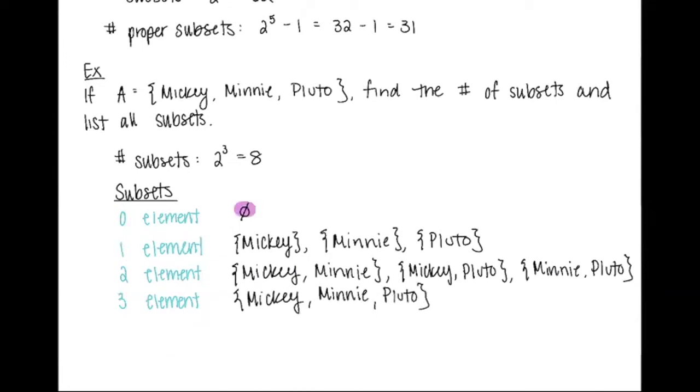So in total, that gives me 1, 2, 3, 4, 5, 6, 7, all 8 of them. So this is just a nice way to kind of keep track of all of the subsets by putting them in that increasing order.